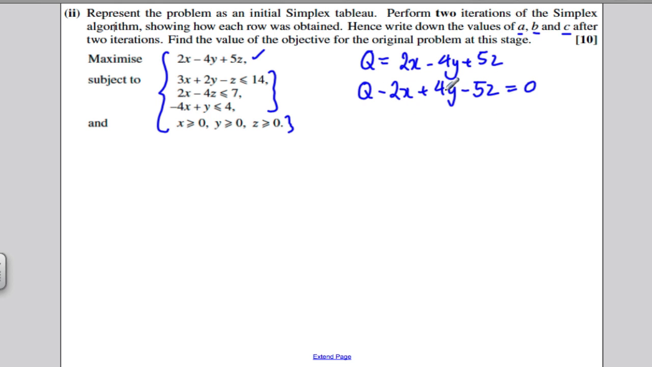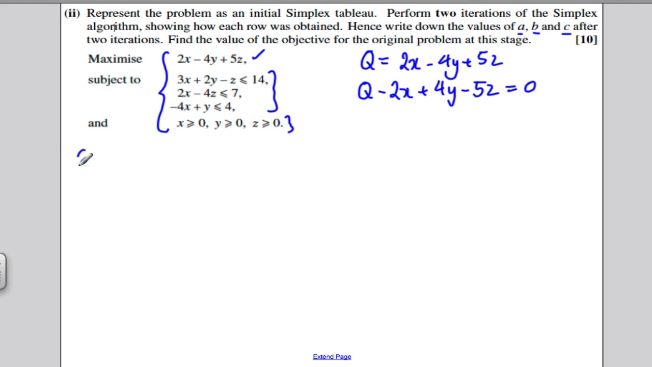Okay, and this is the basis of what I'm going to do with my simplex tableau. I'm going to introduce a slack variable s here to make that an equals, a t here to make that an equals, and a u here to make that an equals. So I'm going straight from here to the simplex tableau.